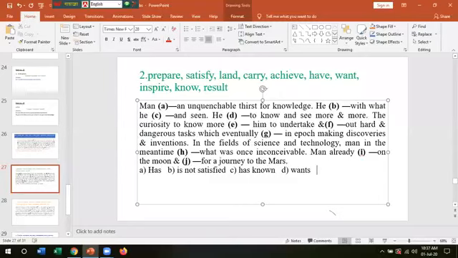The curiosity to know more... him to undertake. It inspires him. It makes him inspired, encourages him. This curiosity to know more inspires him to undertake and carry out hard and dangerous tasks which eventually result in epoch-making discoveries.